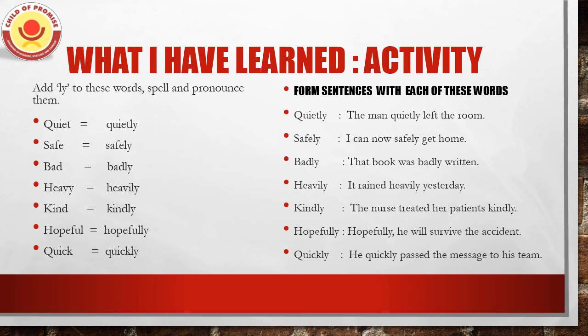All right. So we're going to use these words now to form sentences. And of course, you're going to read these sentences. So quietly, the man quietly left the room. You see how we apply it in a sentence? All right. Safely, I can now safely get home. Badly, that book was badly written. Then heavily, it rained heavily yesterday. Kindly, the nurse treated her patients kindly. Then hopefully he will survive the accident. Then quickly, which is the last word there, he quickly passed the message to his team.